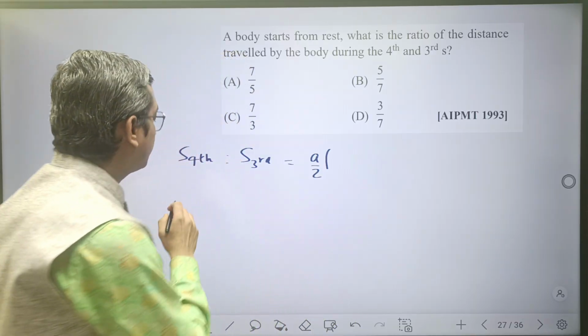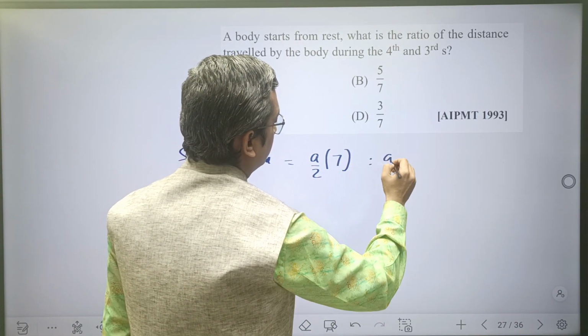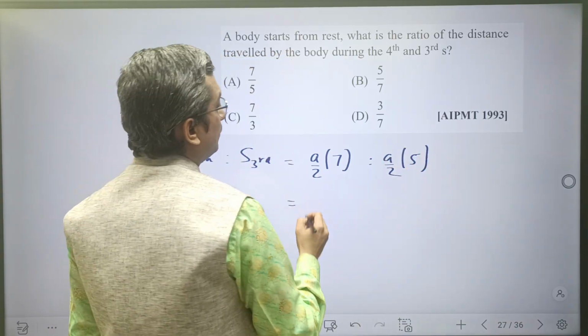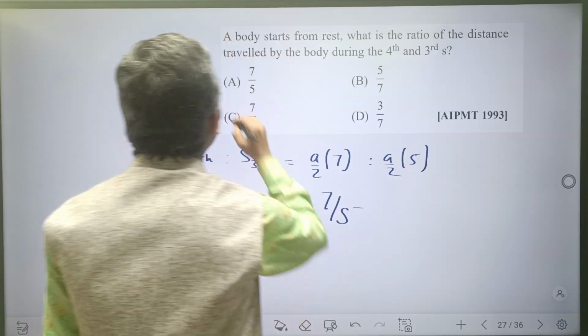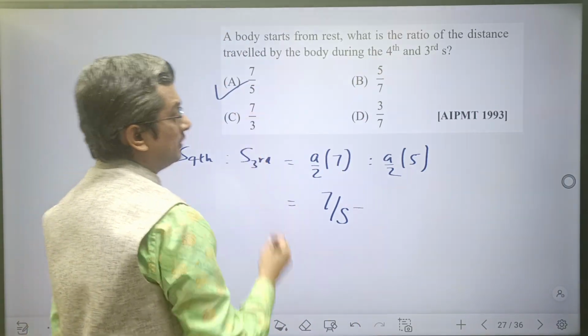So here 2n minus 1 is 2 4s are 8 minus 1, that is 7. And here 2 3s are 6 minus 1, that is 5. So we have the relation 7 by 5, option A, because 4th to 3rd is asked. So this is 7 by 5. Next.